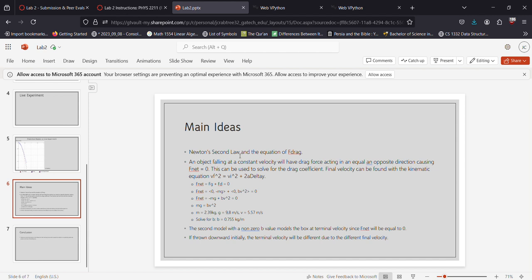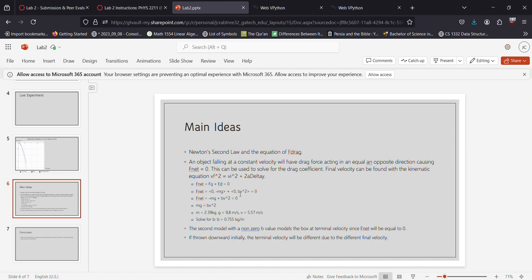The main ideas used in this experiment were Newton's second law and the equation of the drag force. The object moving at constant velocity will have a drag force acting in an equal and opposite direction, causing F net to be 0. And this can be used to solve for the drag coefficient as shown below. The final velocity can be found using this kinematic equation.